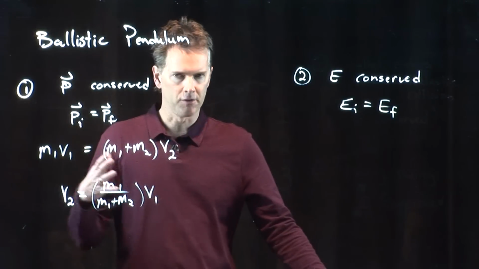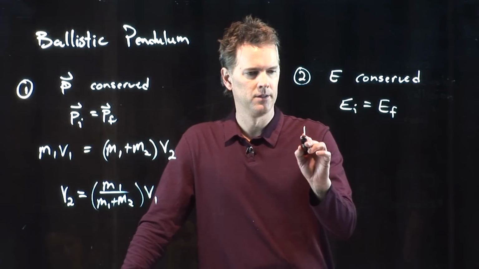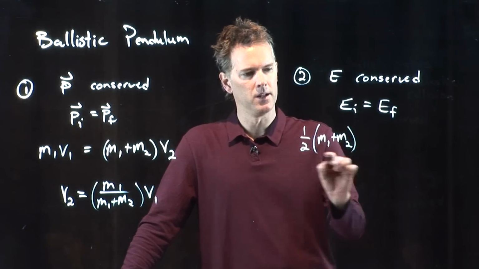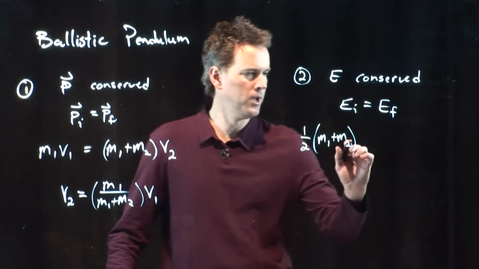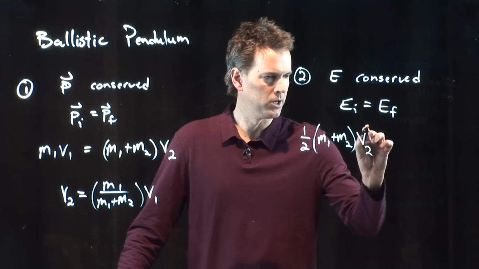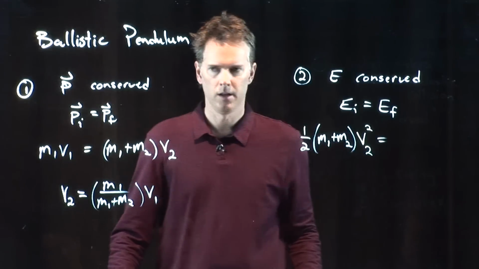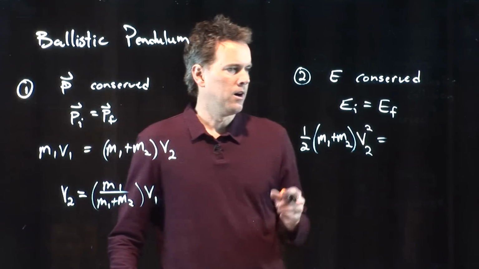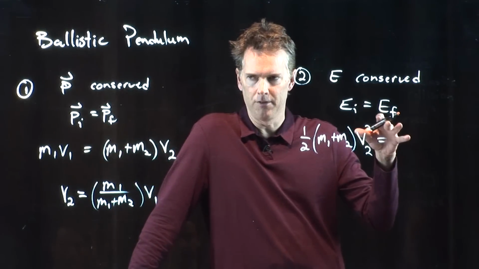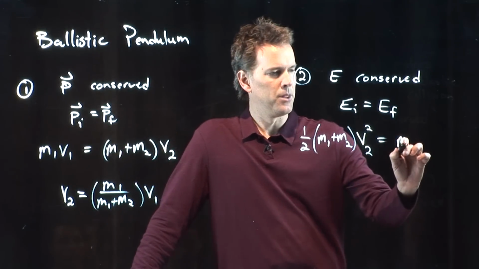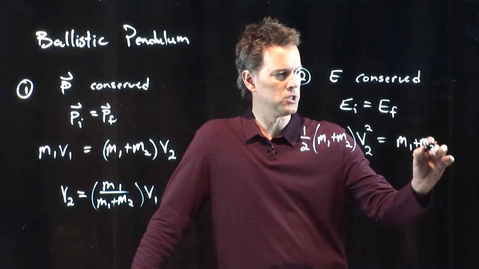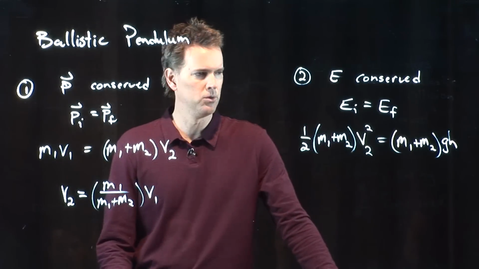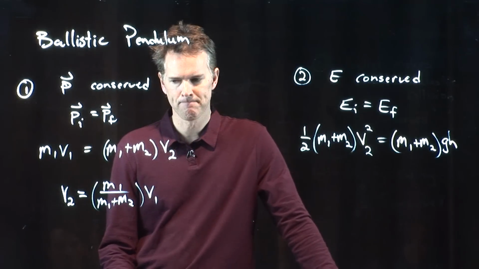When it first starts to swing, we have kinetic energy. The masses are together, so it is 1/2 M1 plus M2. It is moving at, we called it speed V2. This is right after the bullet enters the block. On the right side, everything comes to rest. There's no kinetic energy anymore, but there is, of course, gravitational potential energy. And so we have M1 plus M2 times GH.